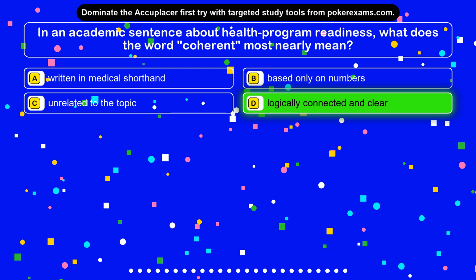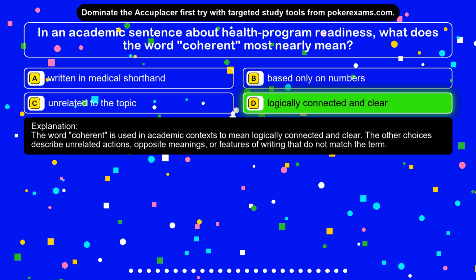The correct answer is option D. Logically connected and clear. The word coherent is used in academic contexts to mean logically connected and clear. The other choices describe unrelated actions, opposite meanings, or features of writing that do not match the term.